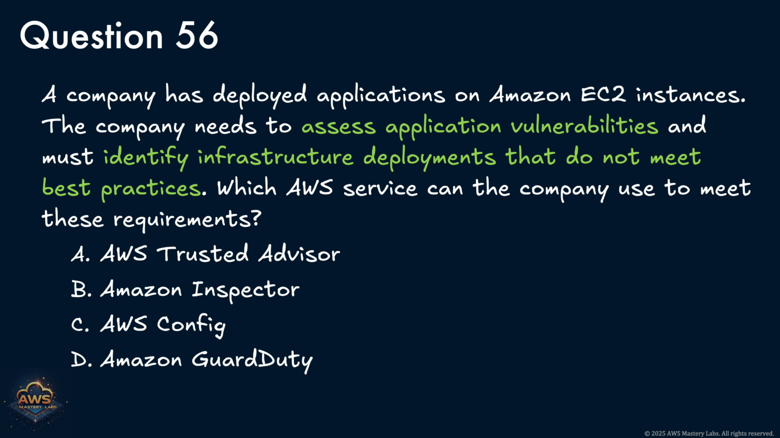The question revolves around two intertwined goals. The company needs to assess application vulnerabilities. It must also identify infrastructure deployments that do not meet best practices. These dual objectives help filter our choices. Application vulnerability assessment requires deep, automated security analysis, ideally integrated with EC2. Identifying deployments that don't align with AWS best practices suggests a need for ongoing resource evaluation, possibly tied to configuration or operational excellence. Option A, AWS Trusted Advisor.